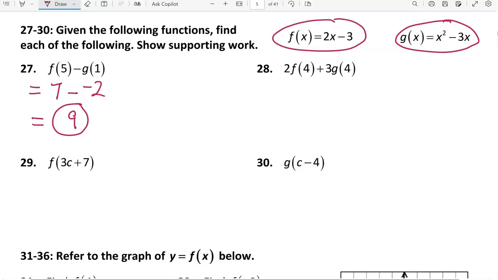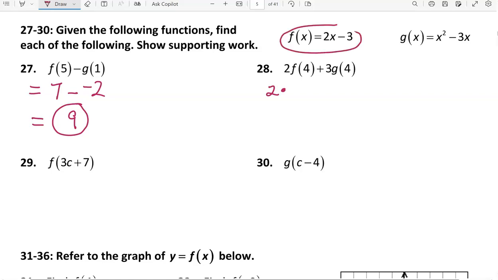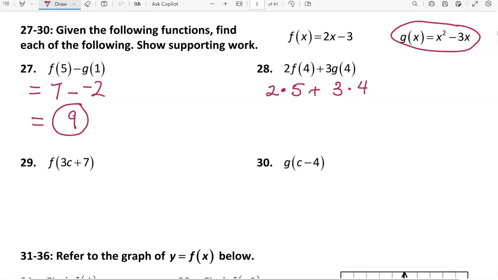For number 28, we're going to follow a similar pattern. We're going to find each one of those function values first, and when we find f of 4, we're going to eventually multiply it by 2. So f of 4 is 2 times 4 minus 3. That's 8 minus 3, which is 5. Now g of 4 is 4 squared minus 3 times 4. That will be 16 minus 12, which is 4. So now I just need to perform the rest of the operations. 10 plus 12 is equal to 22.